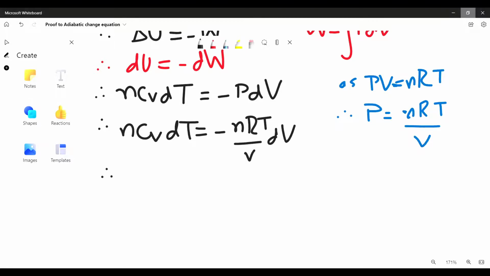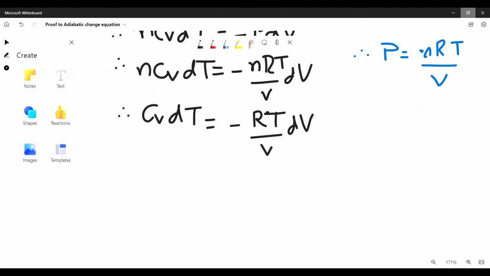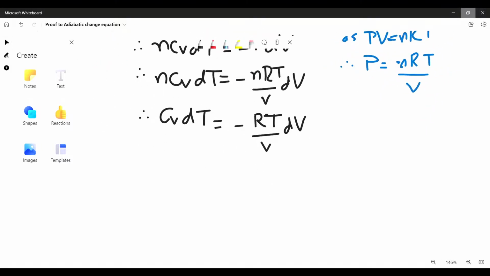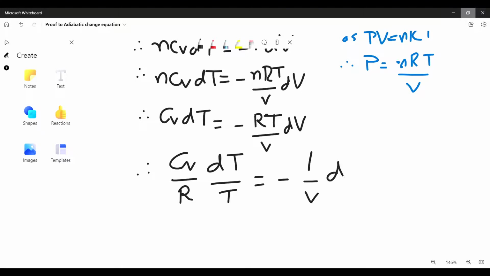Therefore, the n cancels over, and we get C_V dT is equal to minus R T over V dV. And now let's just rearrange the variables. We know R and C_V are constants, and we have a dT on one side and dV on the other side, so we can just do C_V over R times dT over T is equal to minus 1 over V dV.